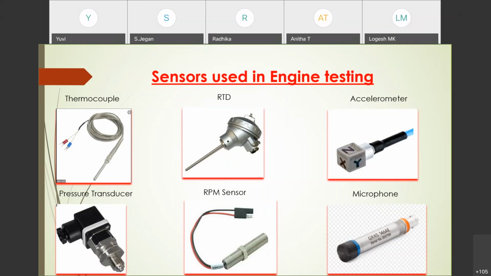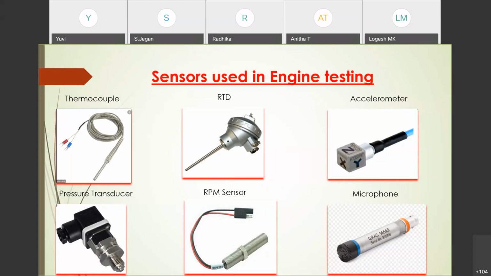We have a probe surrounded with a magnetic coil, and the probe is exposed outside. We have a toothed wheel. For example, if the toothed wheel has 60 teeth, we can program that 60 teeth is equal to 1 rotation. So whenever the toothed wheel rotates 60 teeth, it will give you 1 pulse as the output.